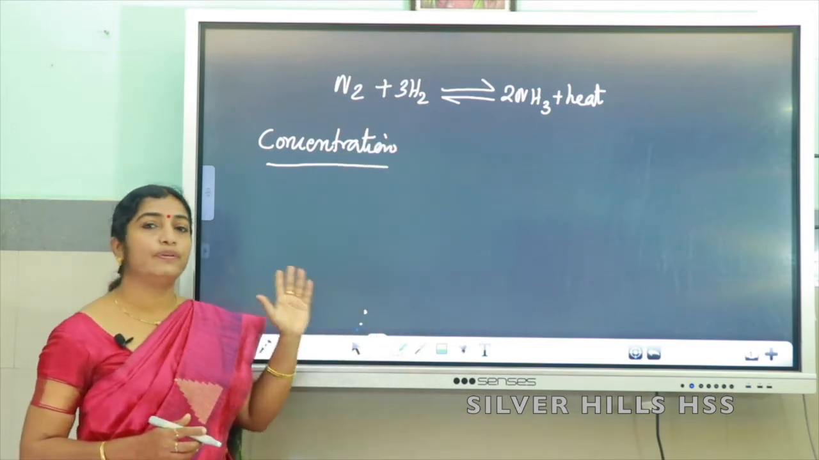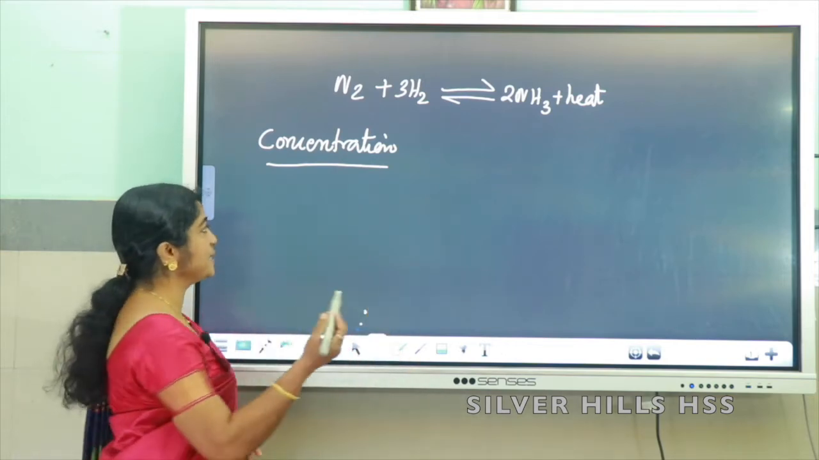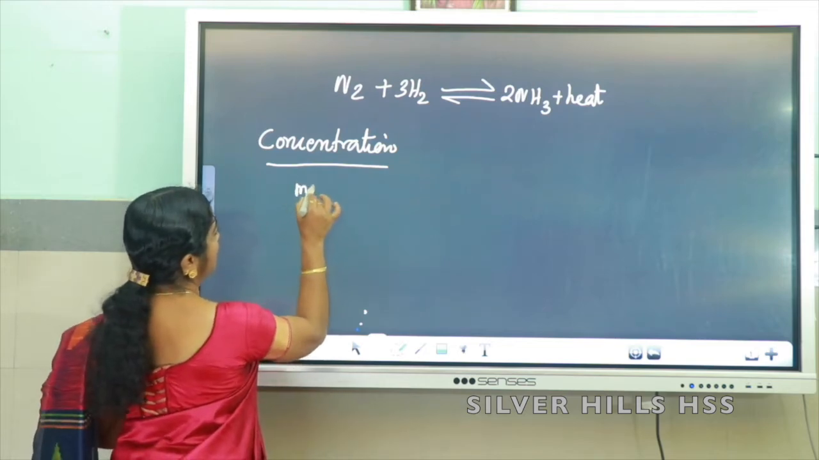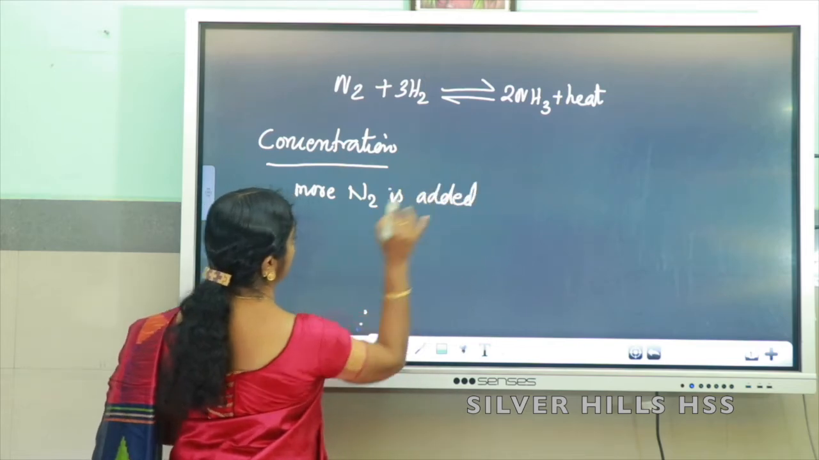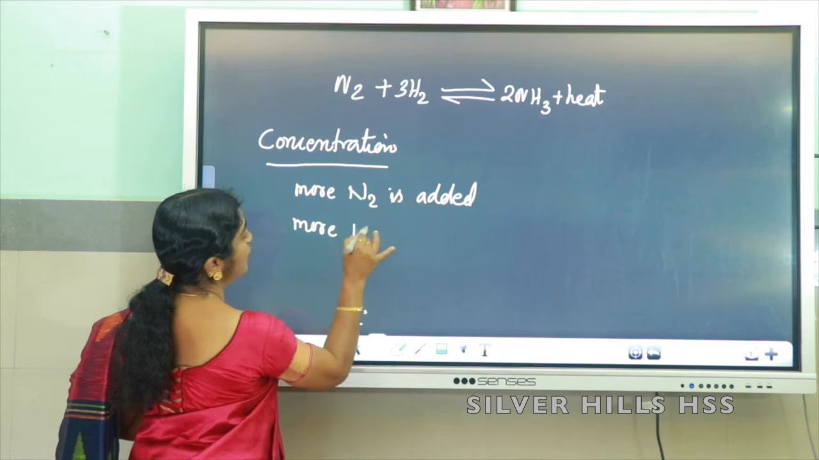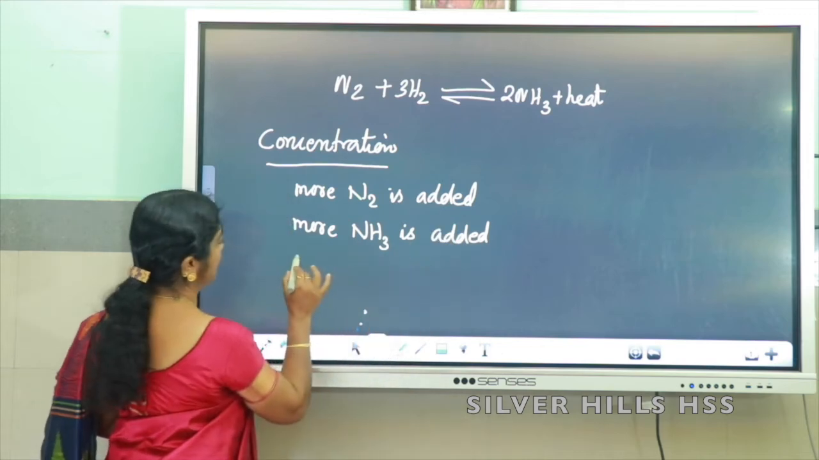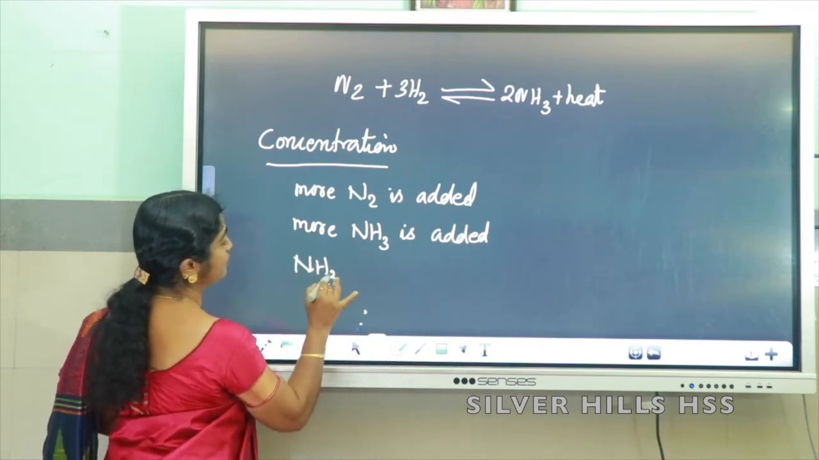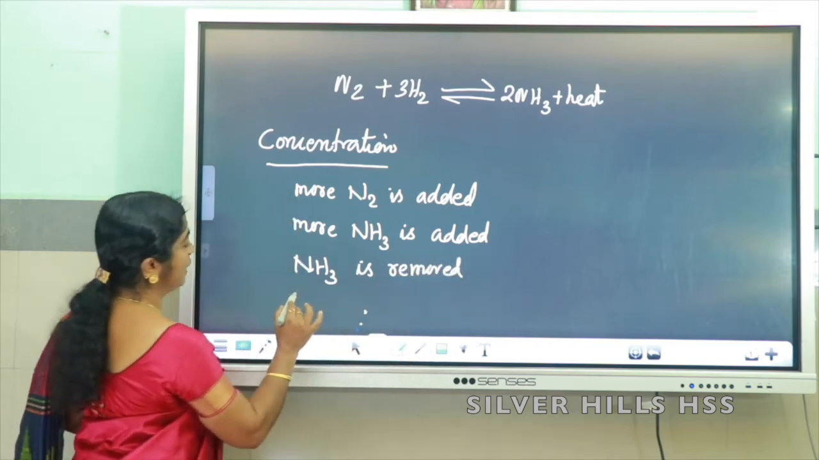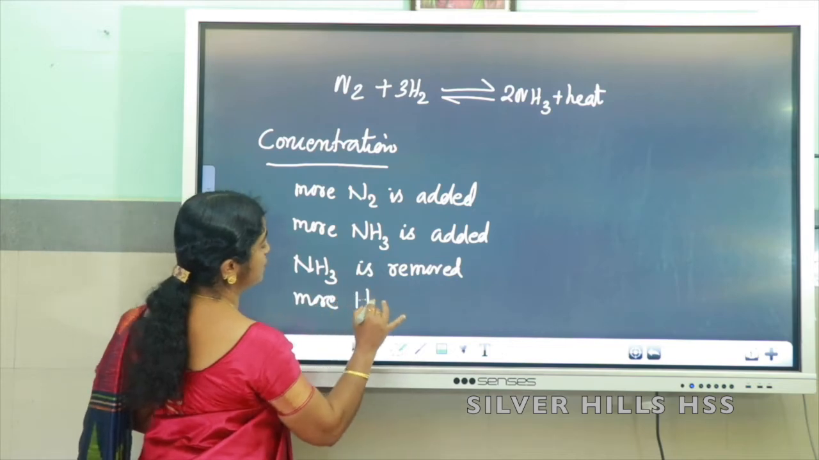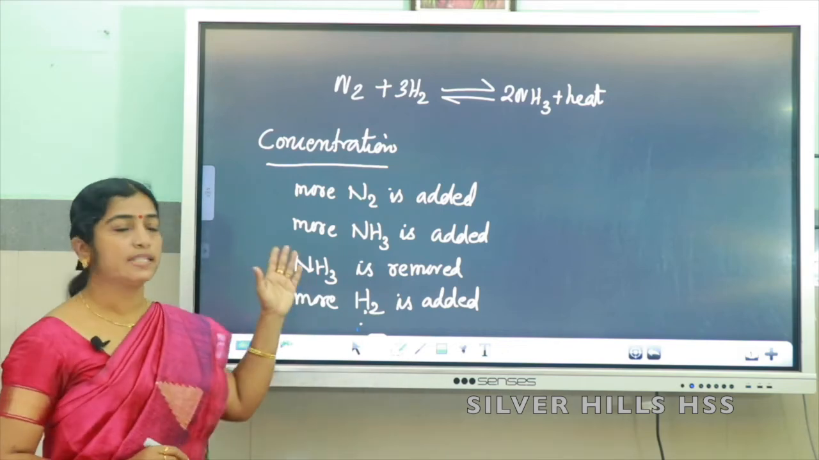So let us see the following situations, how they affect the equilibrium, that is, what happens to the rate of reaction. The first case, more nitrogen is added. What happens to the equilibrium? The second case, more ammonia is added. Then let us see what happens. Third, in the same way, ammonia is removed from the system. And fourth, more nitrogen and hydrogen are added. So let us see what happens in these situations.